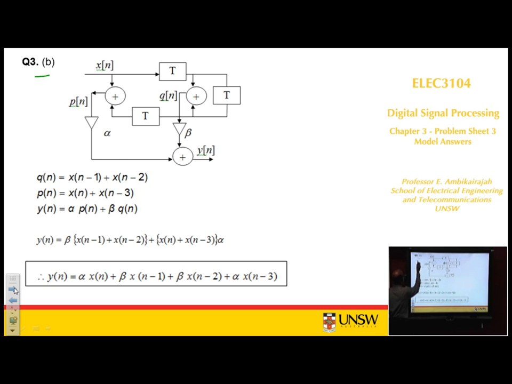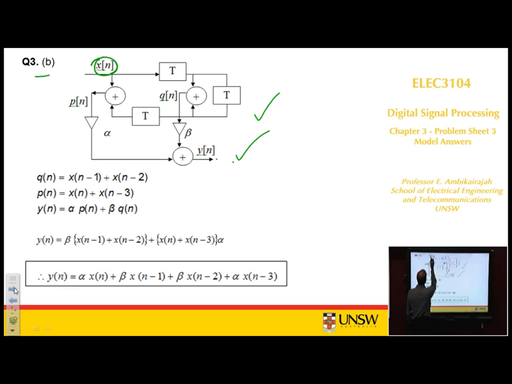In the second part of this question, they ask you to write the difference equation. Now you can see in this difference equation, very simple equation, the output is not fed back at all. When the output is not fed back, it's only a feed-forward system. Feed-forward system is very straightforward to write. Okay? So here we go.